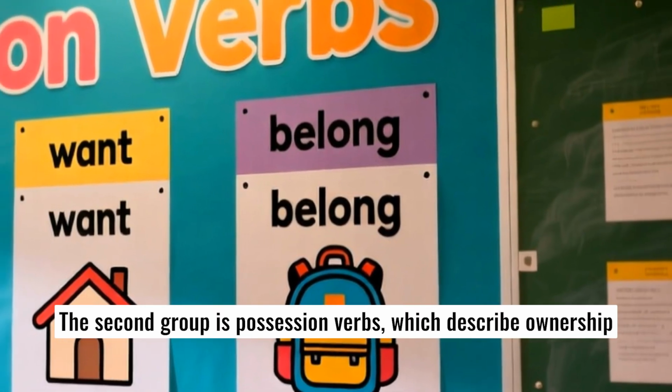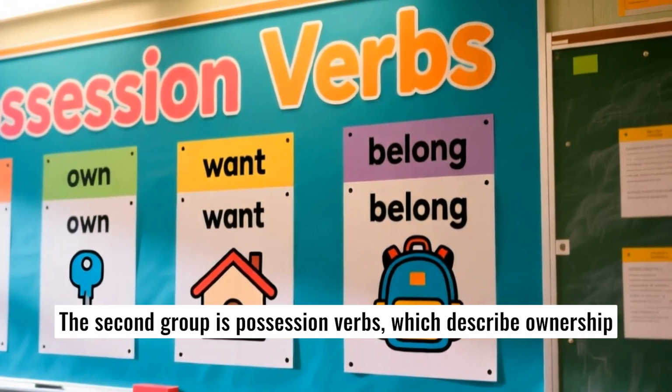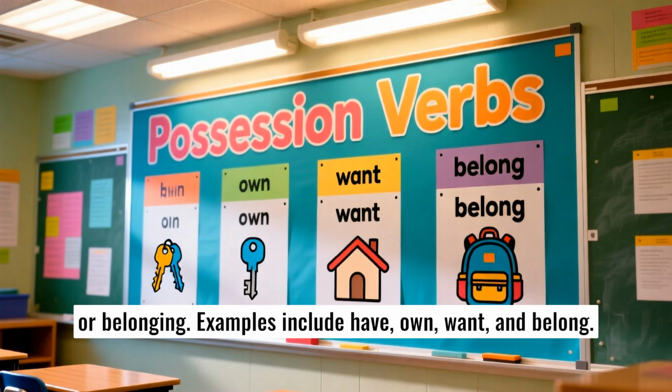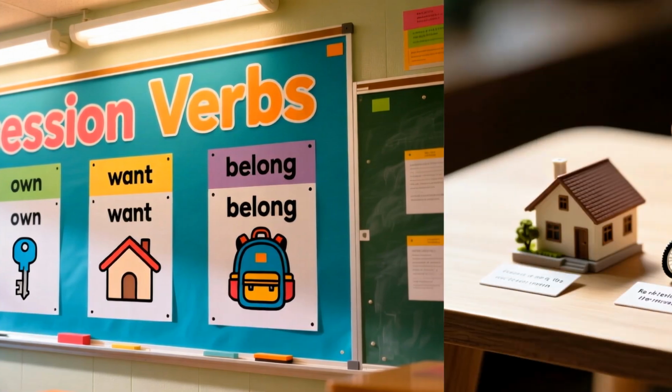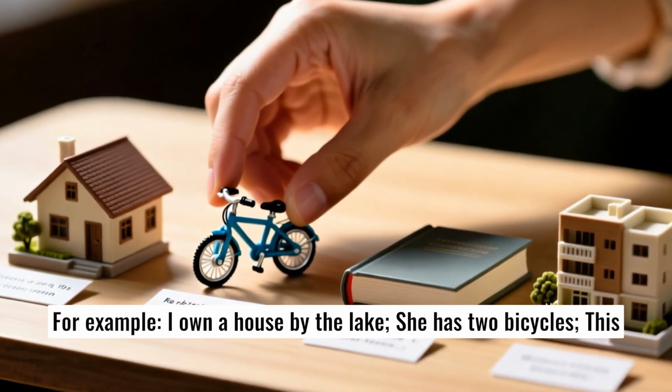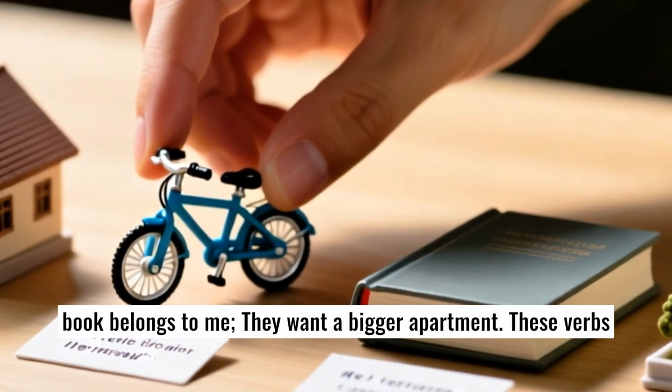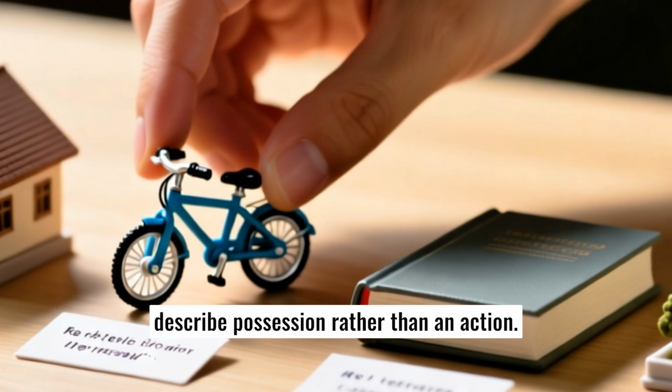The second group is possession verbs, which describe ownership or belonging. Examples include have, own, want, and belong. For example, I own a house by the lake, she has 2 bicycles, this book belongs to me, they want a bigger apartment. These verbs describe possession rather than an action.